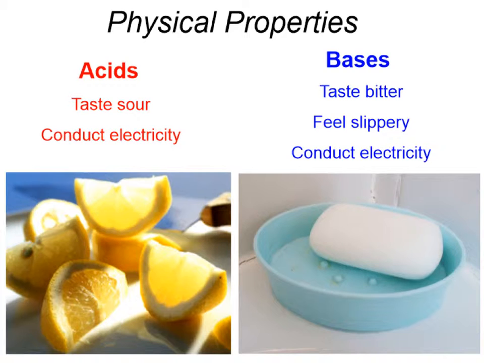Some physical properties of acids and bases. You should know this. Acids would taste sour, like these lemons here. Acids also conduct electricity. Bases conduct electricity as well because of those ions they're producing when they're dissolved in water. They feel slippery and they would taste bitter.